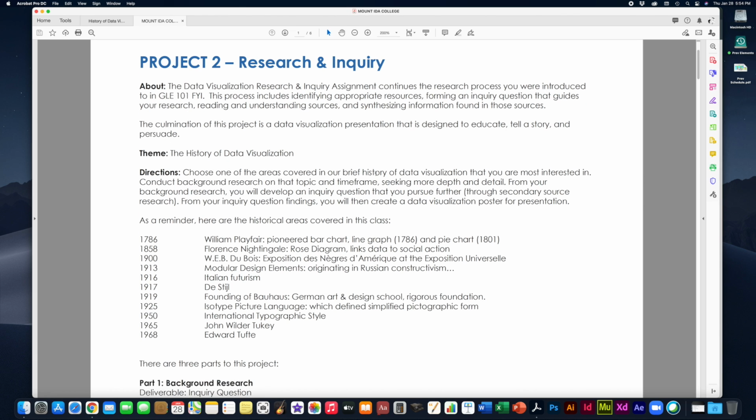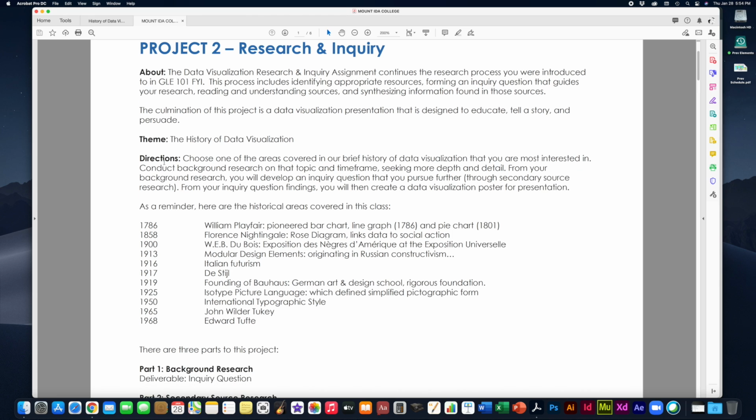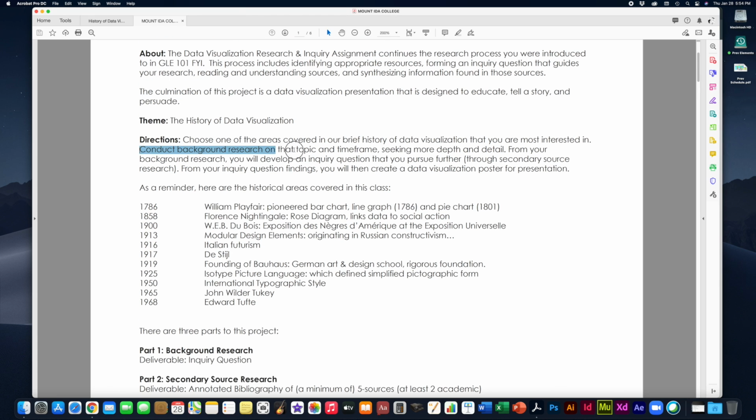So here's the handout, and obviously you can find it in Canvas under Assignments. So you're going to choose one of the areas covered in our brief history that you're most interested in. You're going to conduct background research on that topic and time frame. Now, if you remember from your FYI class, you did a research and inquiry project there. The structure of this research and inquiry project is almost exactly the same. So you should be familiar with terms like background research and inquiry question. But if not, this handout goes into a great amount of detail about how to do that.